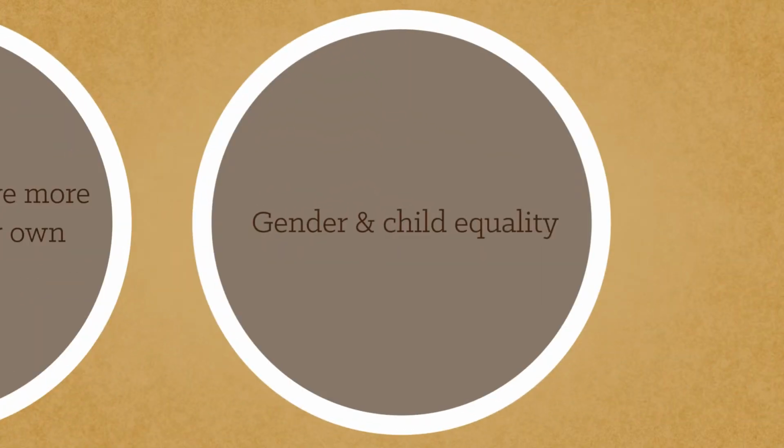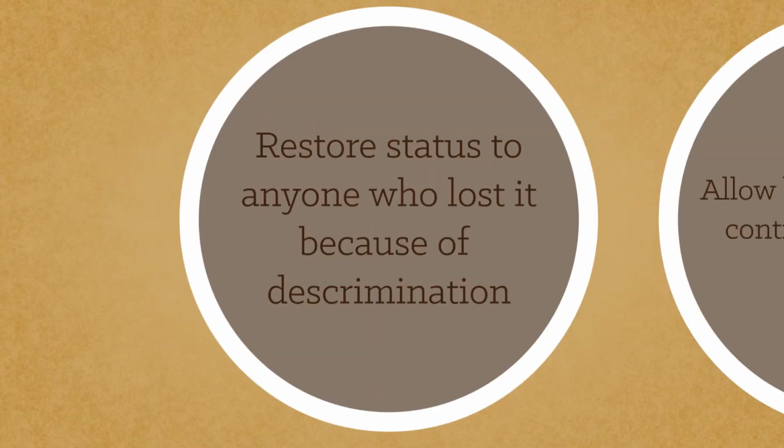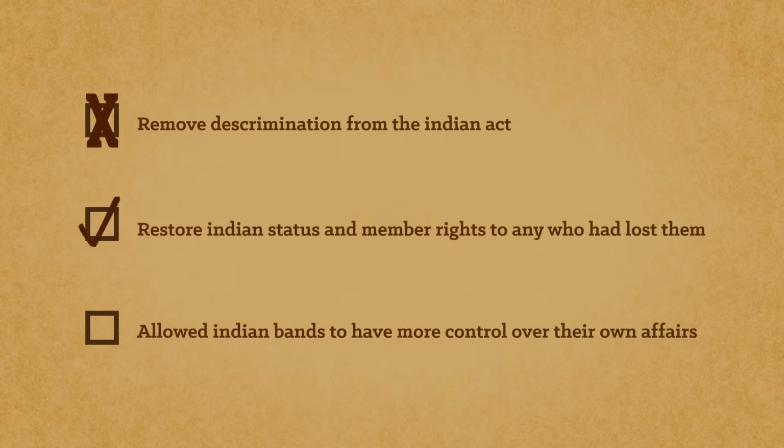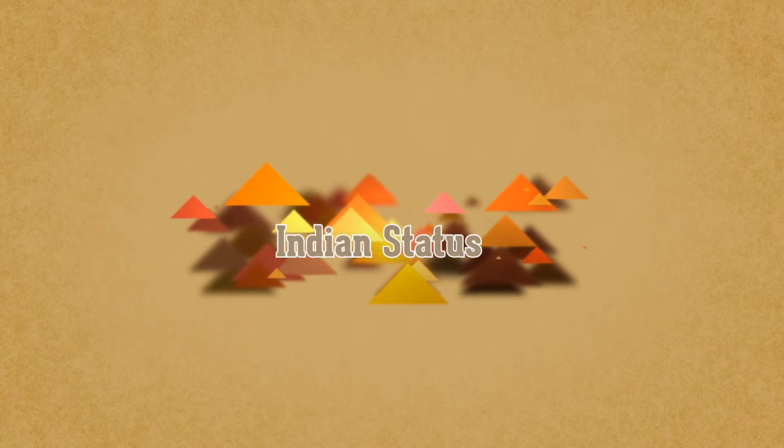The bill also included gender and child equality. It prevented anybody from losing or gaining Indian status because of marriage. It also restored Indian status to anybody who had lost it due to discrimination. The Act did most of what it was supposed to do, but didn't do its job to appease the discrimination the Aboriginals frequently experience.